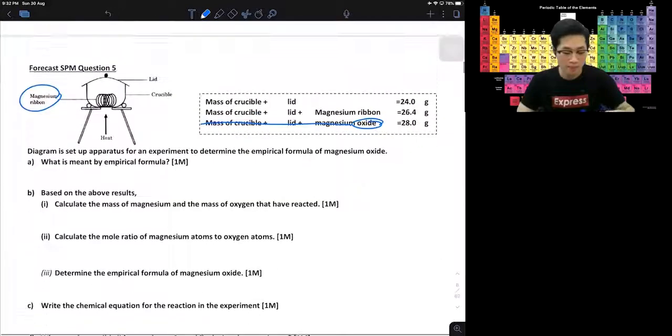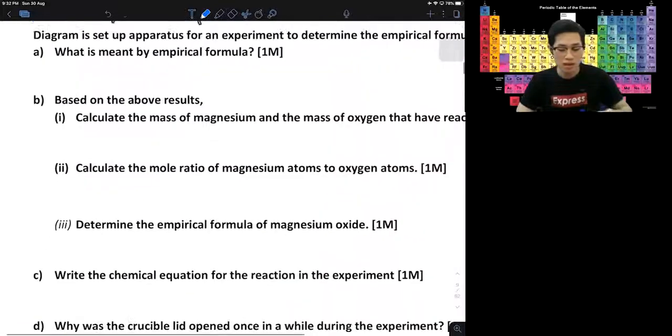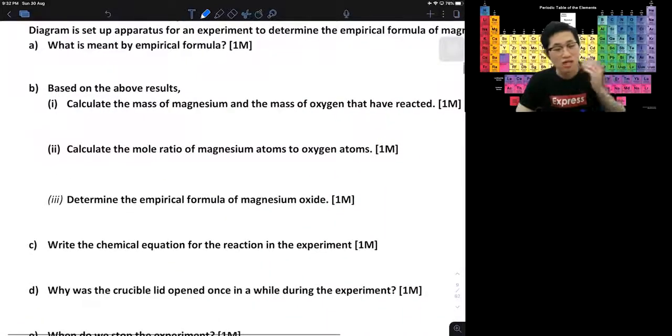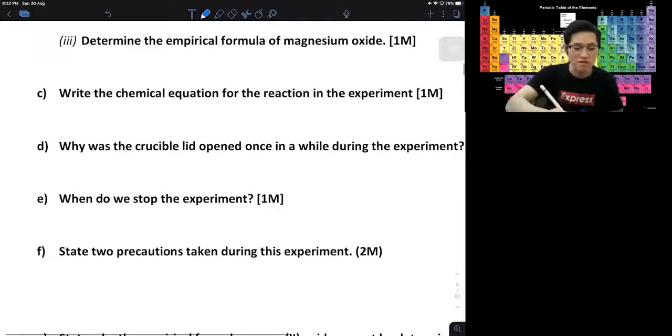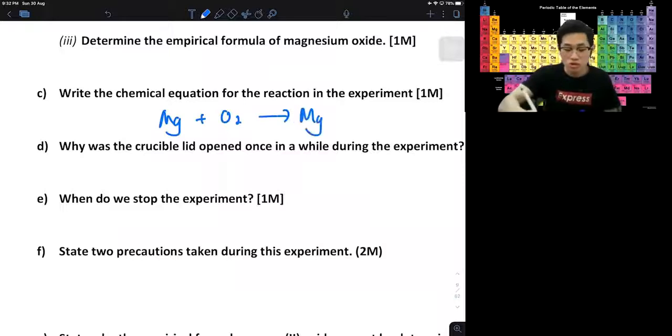Next, calculate the ratio. This is like the empirical formula steps. Equation. So the equation I have written just now: Mg plus O2 forms MgO.